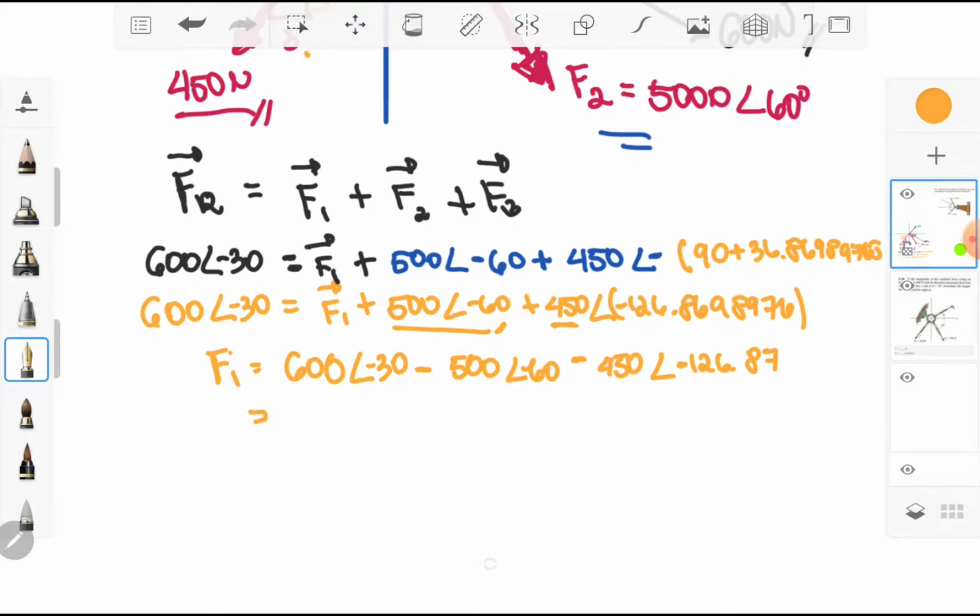So using your calculator, we have 600 shift angle of negative 30 less 500 shift angle of negative 60 less 450 shift angle of negative 90 plus alpha A, which is equal to F1 must be equal to 539.615 plus 493.0127i.